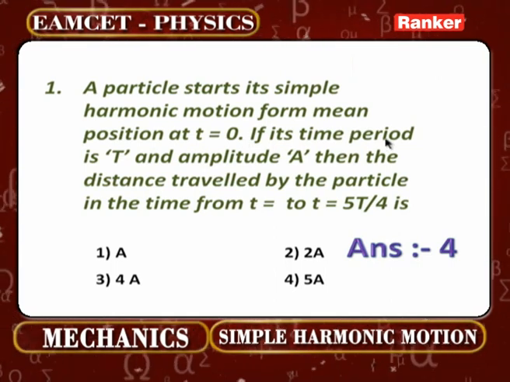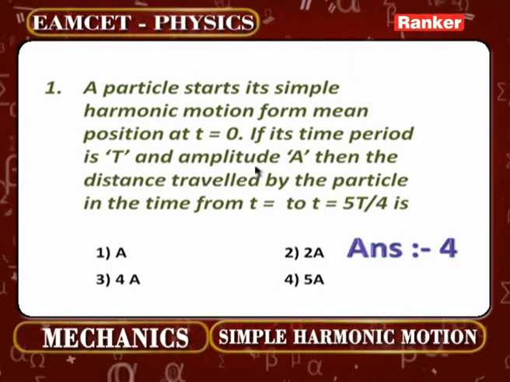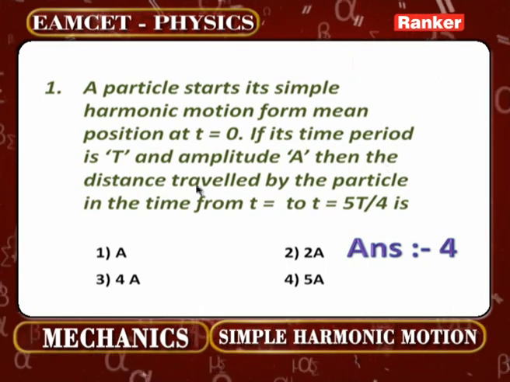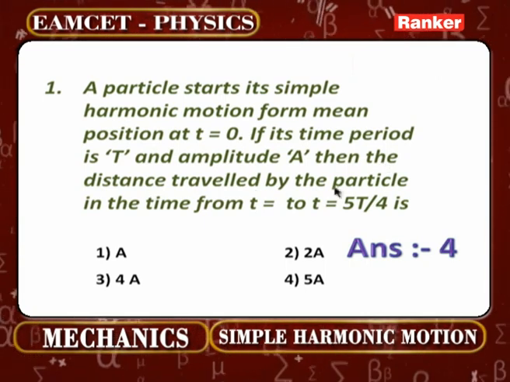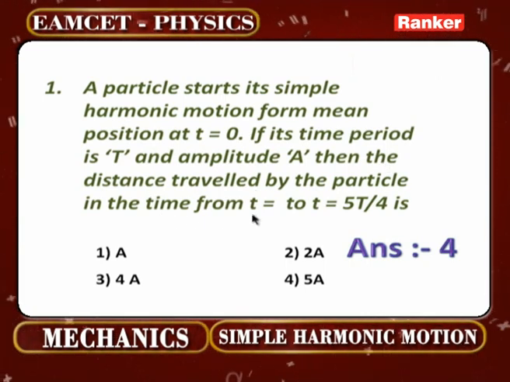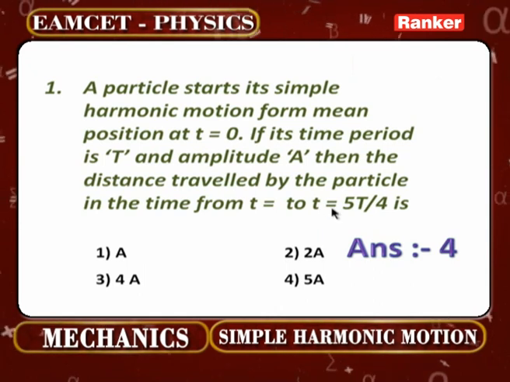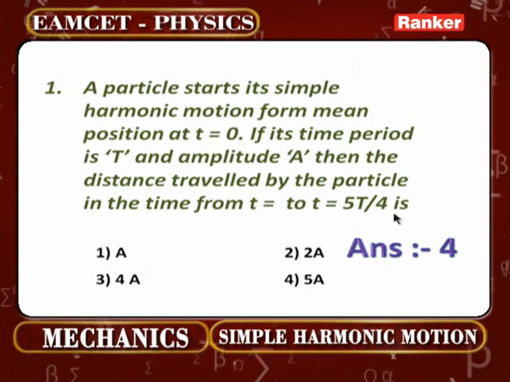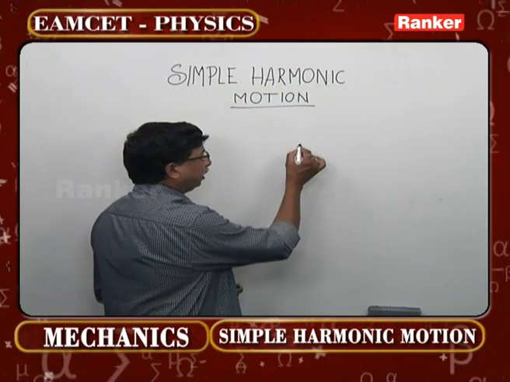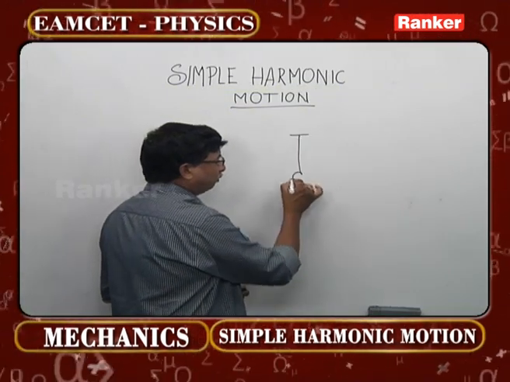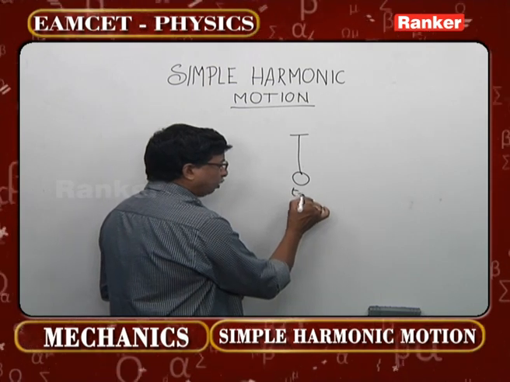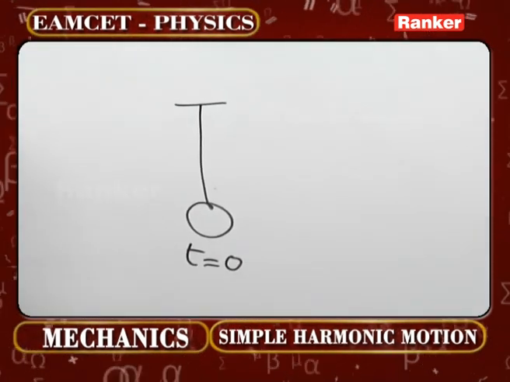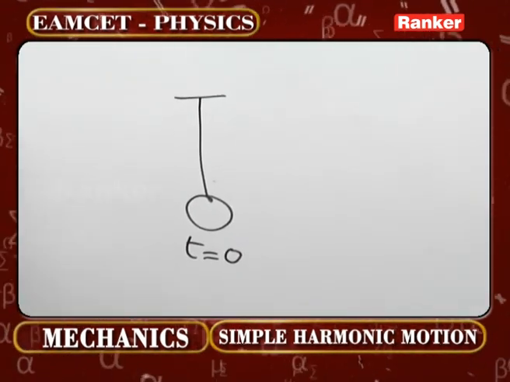If its time period is capital T and amplitude is capital A, then the distance travelled by the particle in the time from t equal to 0 to t equal to 5T by 4. That is the concept. That of course you people can understand taking an example of a simple pendulum. At t equal to 0, the total time period is given as capital T.